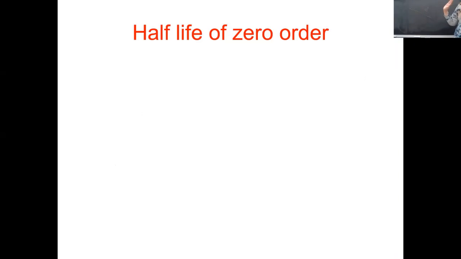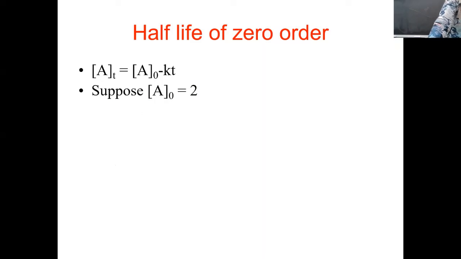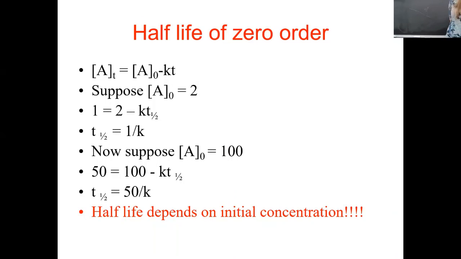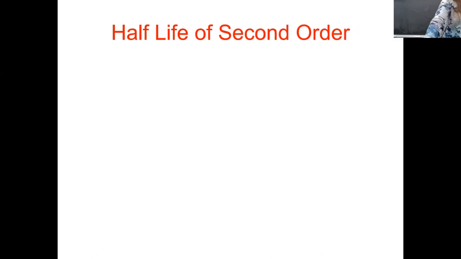All right, you don't need to write any of this down because this is just showing you that it doesn't work for 0 order or second order, okay? So if we follow the same logic for 0 order, if I do the half-life starting with 2, I get 1/k, but if I do the half-life starting with 100 molar, I get 50/k. So I don't have a constant thing. It depends on what my starting number is. Half-life depends on concentration.